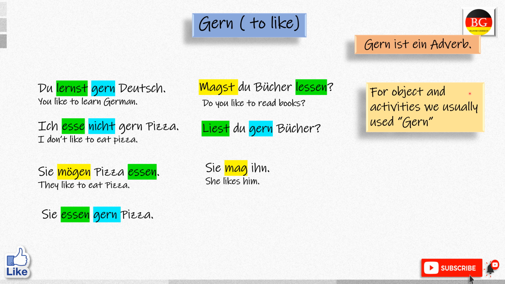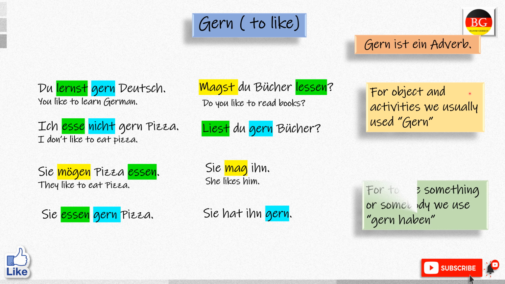Now, sie mag ihn, she likes him. Yeah, this is a common statement, but rather than using this statement, we can use sie hat ihn gern. This is also not commonly used, but sie mag ihn can also be said by using gern. Okay. For to like something or somebody, we use gern haben. So this is correct, but this is also correct. So I hope you have understood my today's tip.